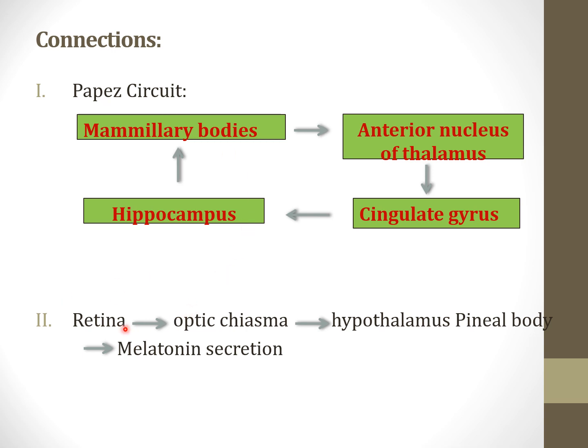The second connection would be the retina, the retinohypothalamic fibers. What are retinohypothalamic fibers? The fibers from the optic chiasma go to the hypothalamus and also to the pineal body. These hypothalamic pineal body connections are very important for melatonin secretion, since this is very important for the biological clock. What is the biological clock?